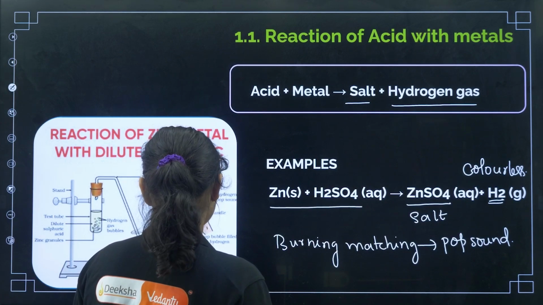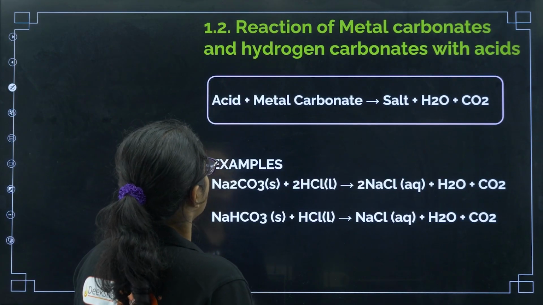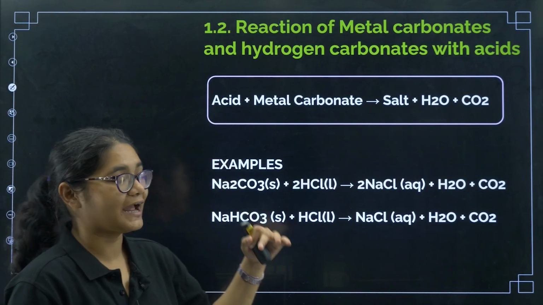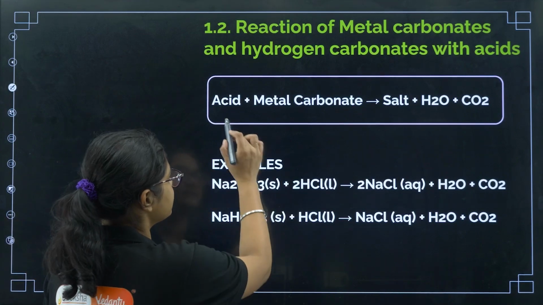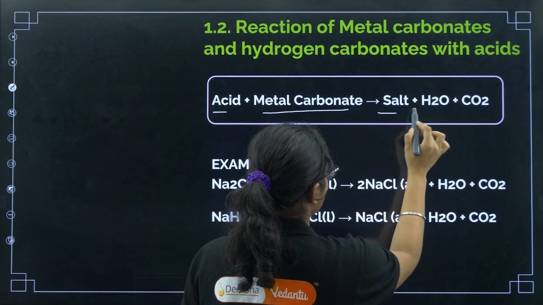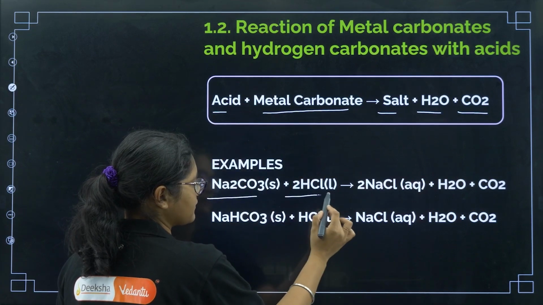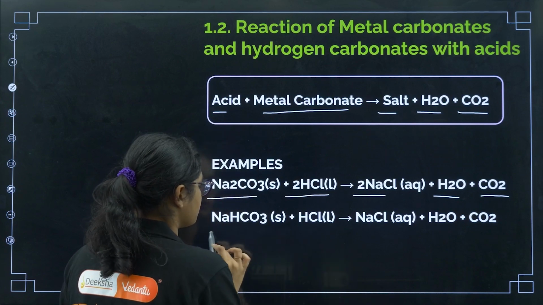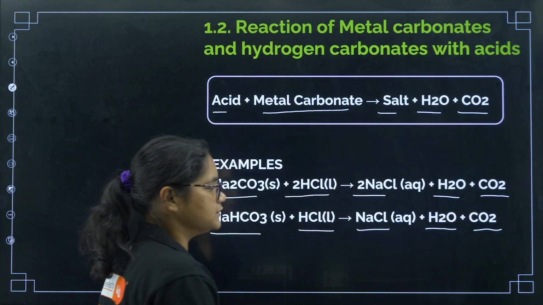Next, reaction of acids with metal carbonates and bicarbonates, or we call it hydrogen carbonates. So acid plus metal carbonate will give you salt plus H2O plus CO2. Example is sodium carbonate. If you react it with acid, it will give you salt plus H2O plus CO2. Now sodium bicarbonate, if you react with HCl, it will give you salt plus water plus CO2.